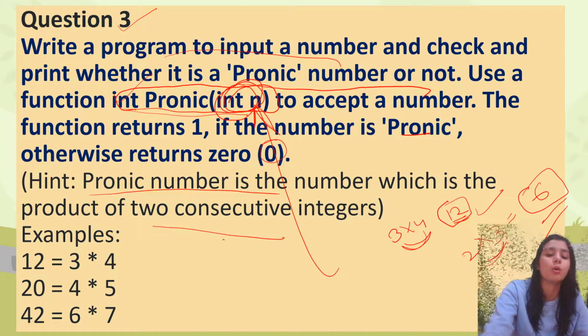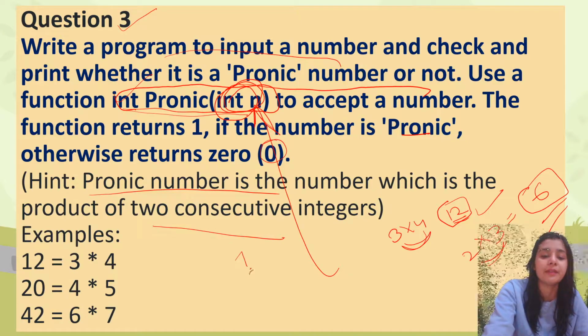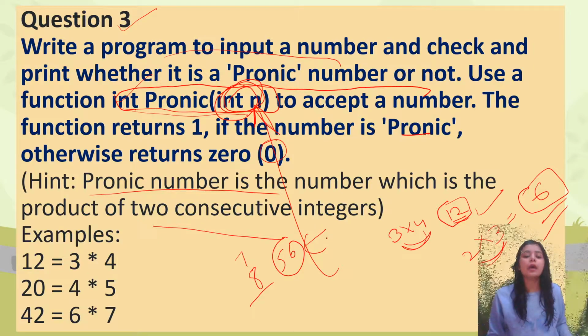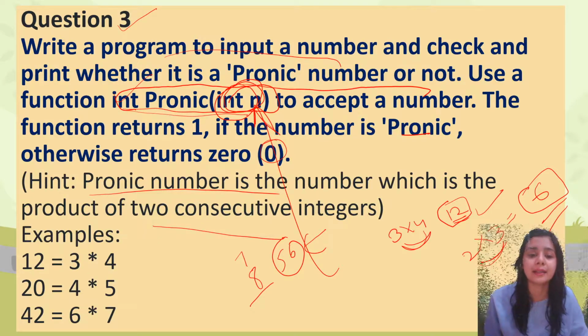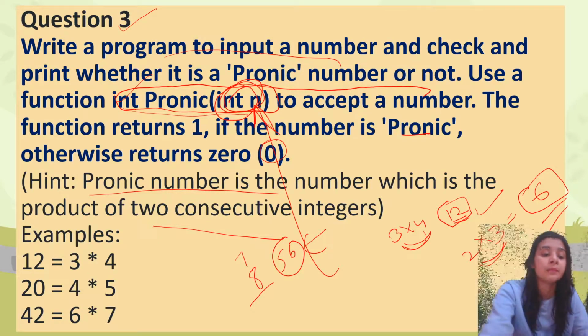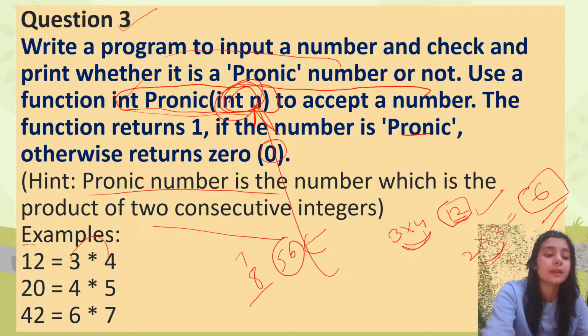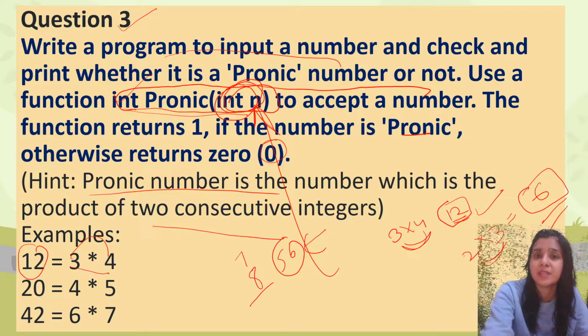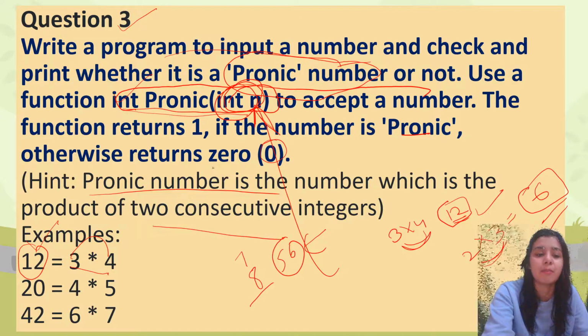Let's take one more example, 7 and 8. The result is 56, so it is a pronic number. I hope you understood what exactly a pronic number is: like 3 multiplied by 4, these are two consecutive integers, so the answer produced is called a pronic number. It is simple. 4 multiplied by 5 is 20, and 6 multiplied by 7 is 42.